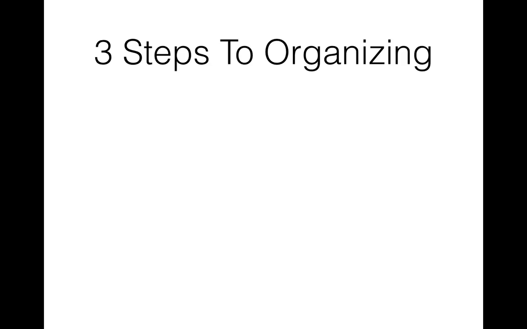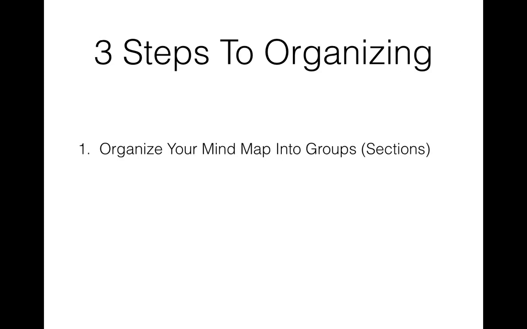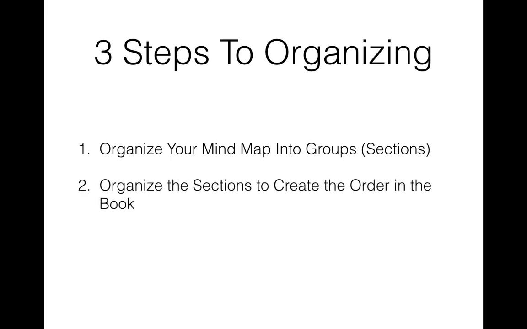So there are 3 steps to organizing all of your thoughts into a book format. Step 1, you're going to organize your mind map into groups, or we also call them sections. Step 2, you're going to organize these sections to create the order for your book. Once you've got your thoughts grouped into sections, maybe 5, 6, 7, who knows how many, then you're going to organize those in the order that you want to present them in the book. And then finally, you're going to break up these sections into the individual chapters that need writing.